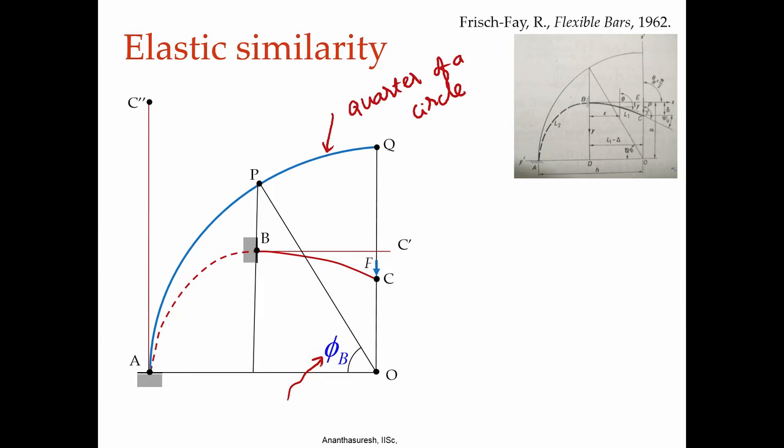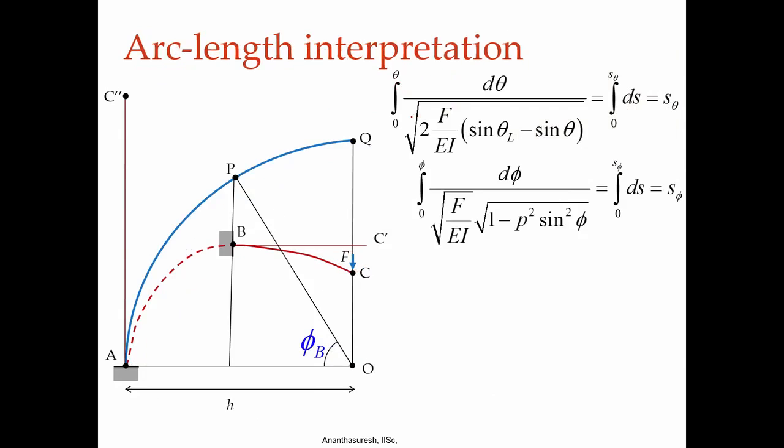is the elastic similarity. The way the cantilever beam from B to C prime would deform to BC would be same as a vertical column AC double prime would buckle to ABC, and when we fix at A, we do not need the support at B, and this is the elastic similarity between a cantilever beam and the buckling of a vertical column or a strut, as Frisch-Fay calls it. Now, we have this H here, that is the horizontal span or radius of the quarter of a circle. Okay. We need to find that.